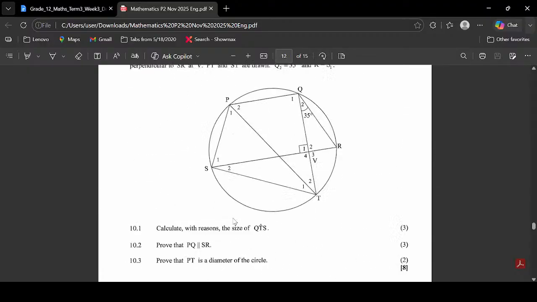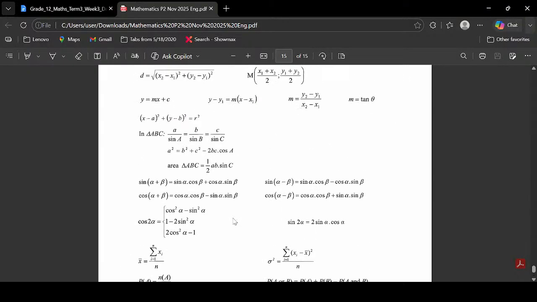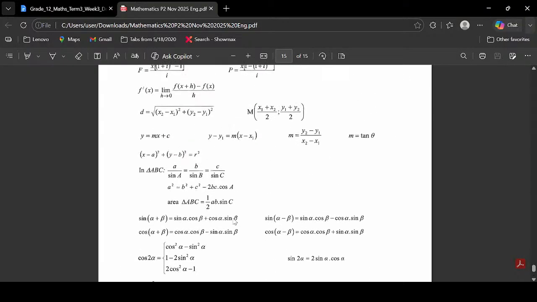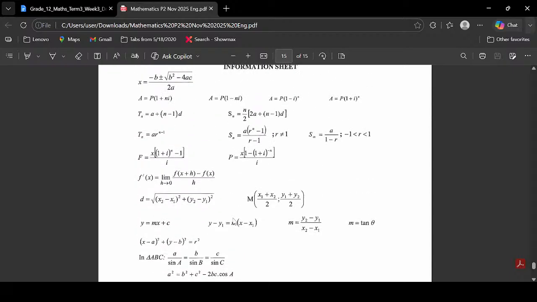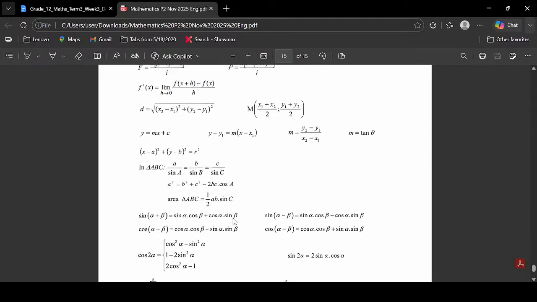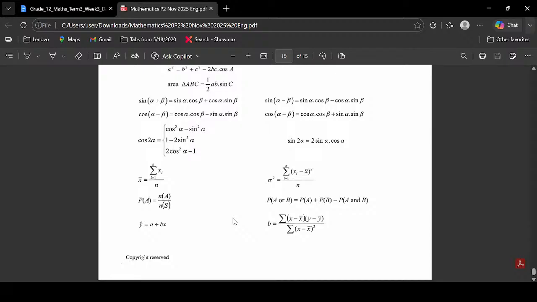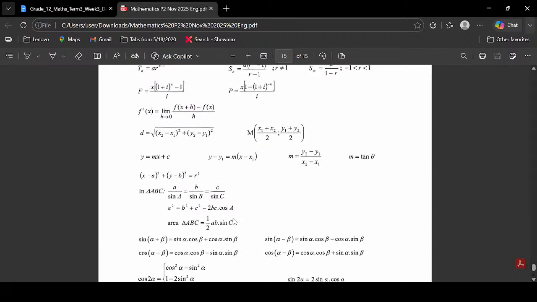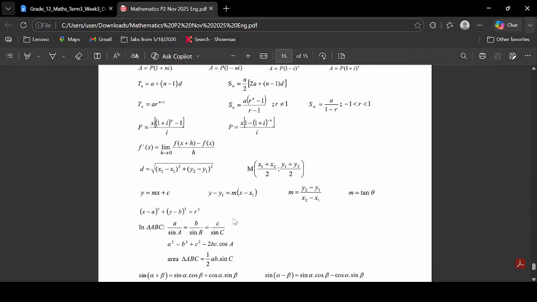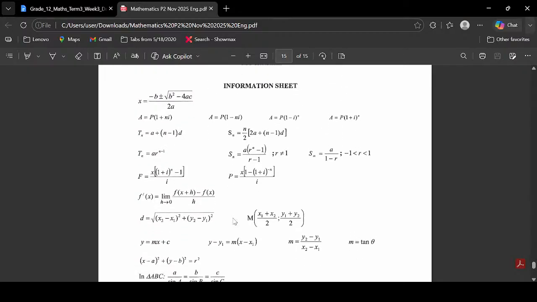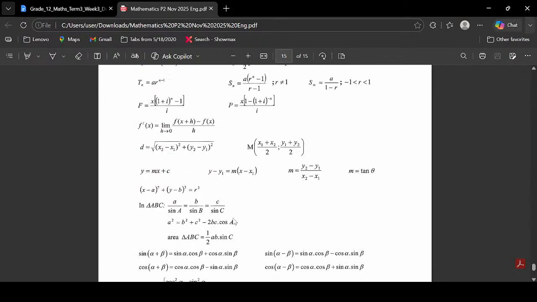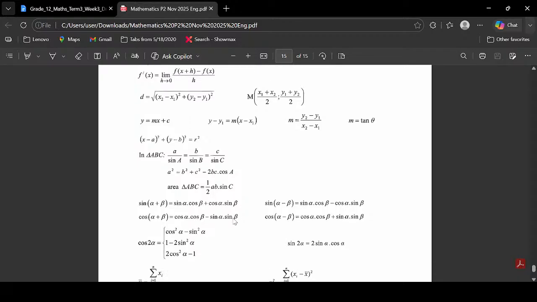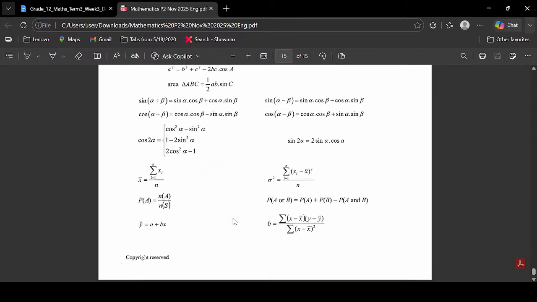Okay, the formula sheet. Let's look for it. You must find it. Y is equal to something. Yeah, it's somewhere there at the bottom. Oh yeah, here it is.